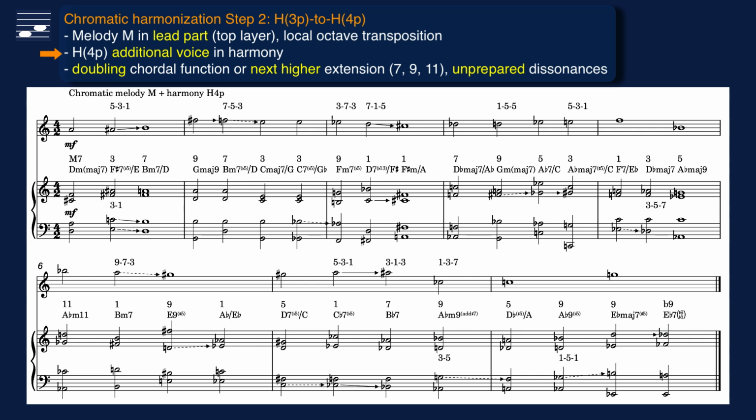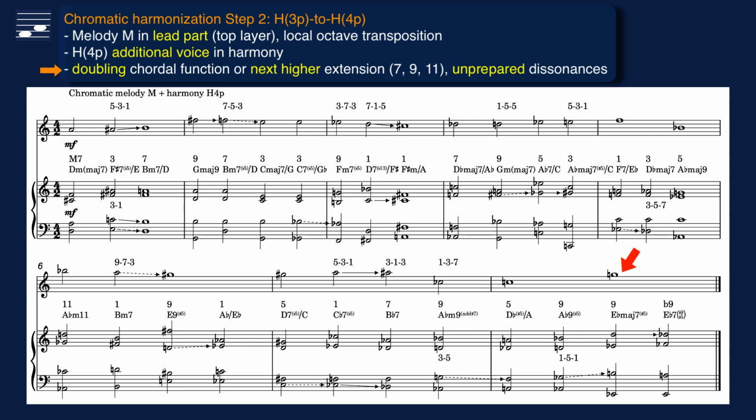Remember that melody M and harmony combined are a complete 4-part functional harmony setting. The new voice in the harmony may be either a chordal function doubling or the next higher extension. So you may add a 7 to a triad or turn a 7th chord into a 9th structure. I've written these options above the staff. Mostly you'll find these in the lead harmony part, but lower inner voices may also be added.